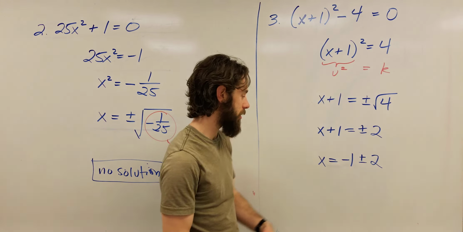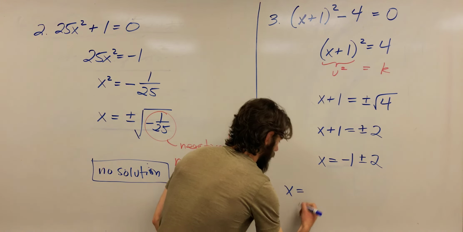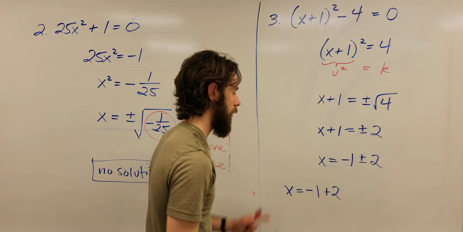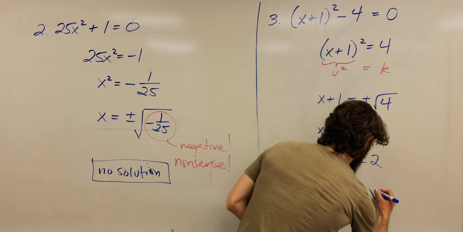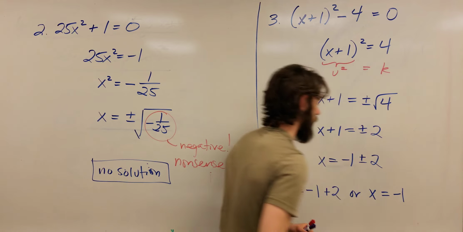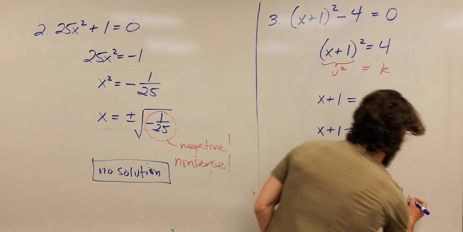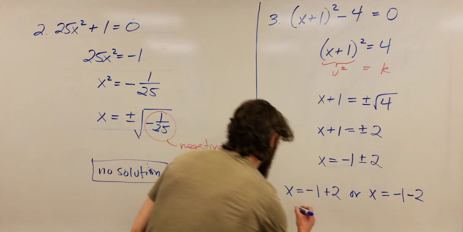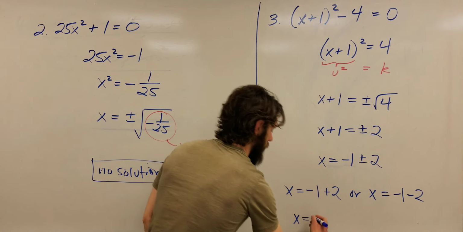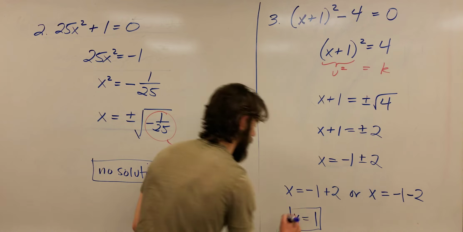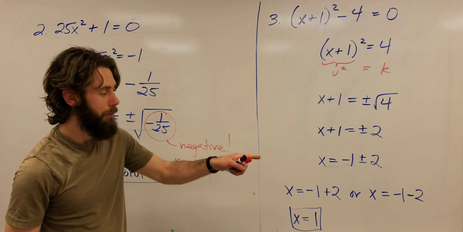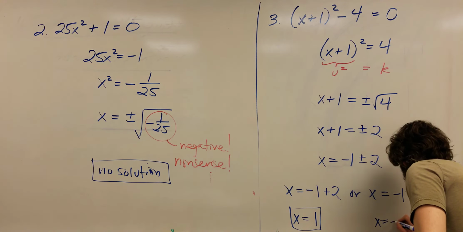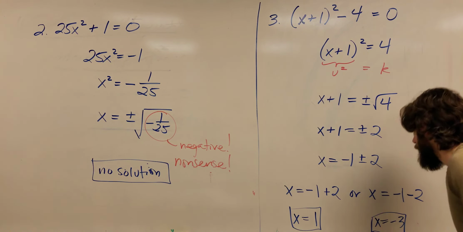And now we actually need to separate this out and calculate the two different things. So we need to do the plus. So x equals -1 plus 2, or x equals -1 minus 2. And then just simplify those. So we get -1 plus 2 is 1 of our solutions, and -1 minus 2 is -3 as our other solution.